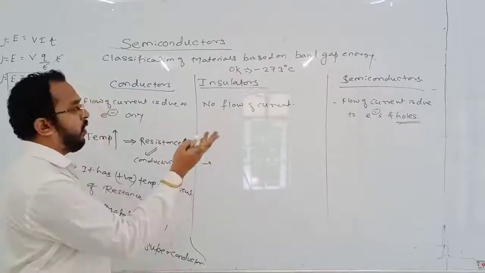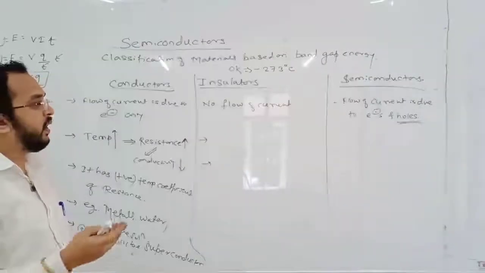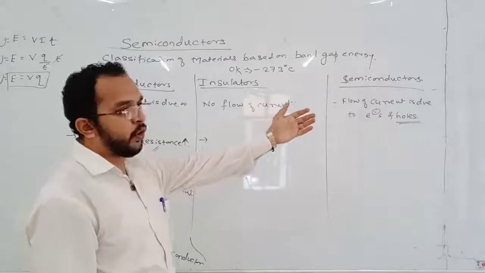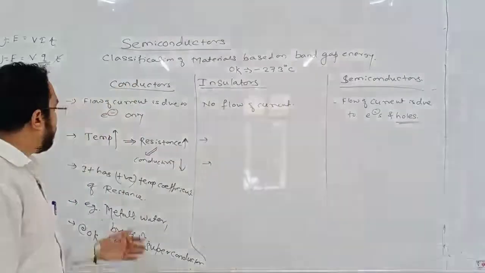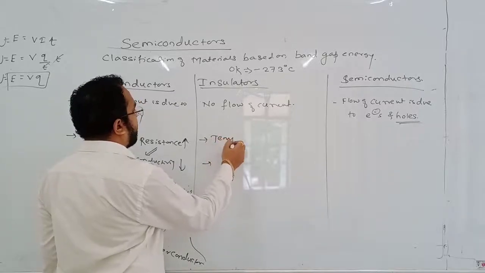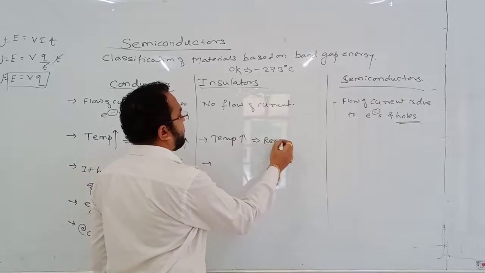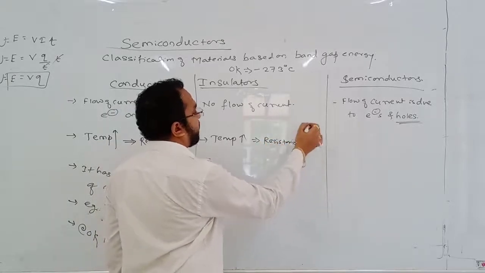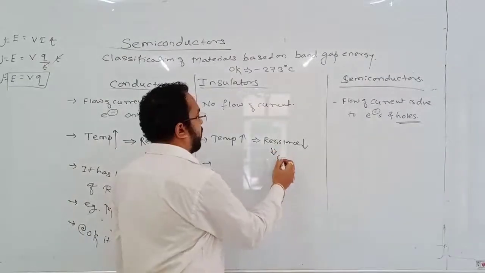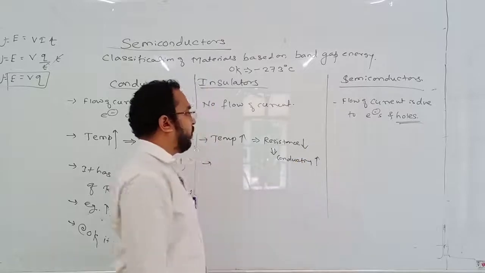So what is the reason? We don't have to study whether it is due to electrons or whether it is due to holes. So here it is due to electrons, here it is due to electrons and holes both. Now as temperature increases, here resistance decreases. Why? And conductivity increases. Why?